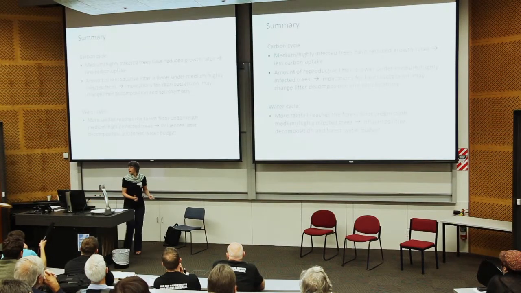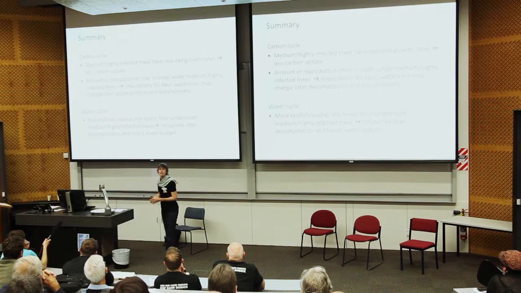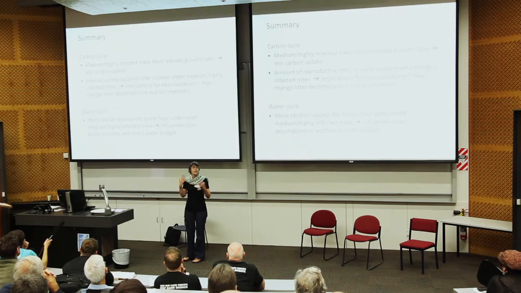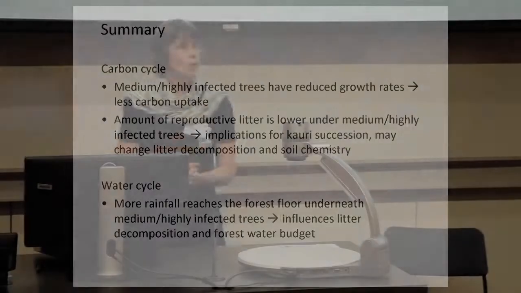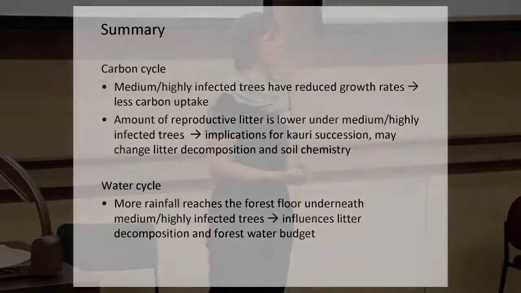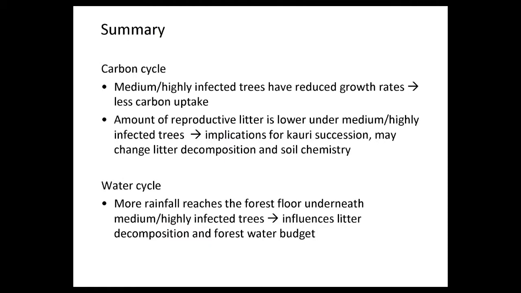So just to summarize, under the strongly infected trees we see a lower growth rate, which means less carbon uptake, and if we're talking about the concerns of climate change, that's really important. The amount of reproductive litter is lower, which has long-term consequences for the recruitment of Kauri. Also, what we should monitor closely into the future, and the question earlier this morning indicates, is what's happening with the water cycle if we see that on a larger scale.